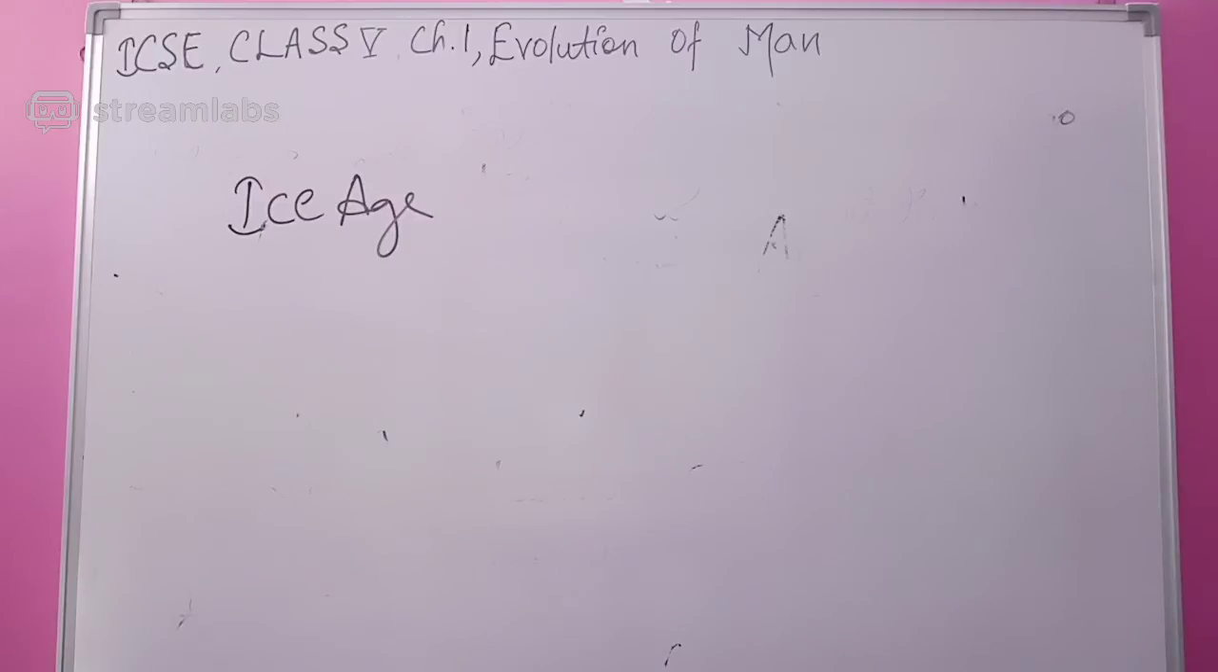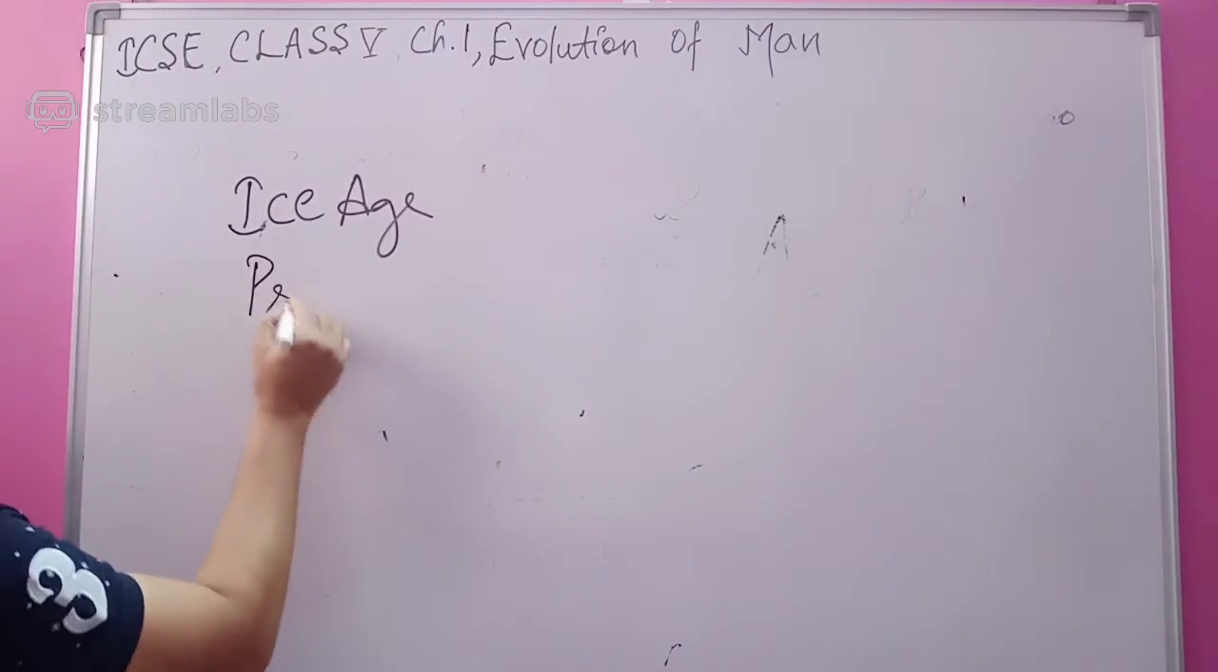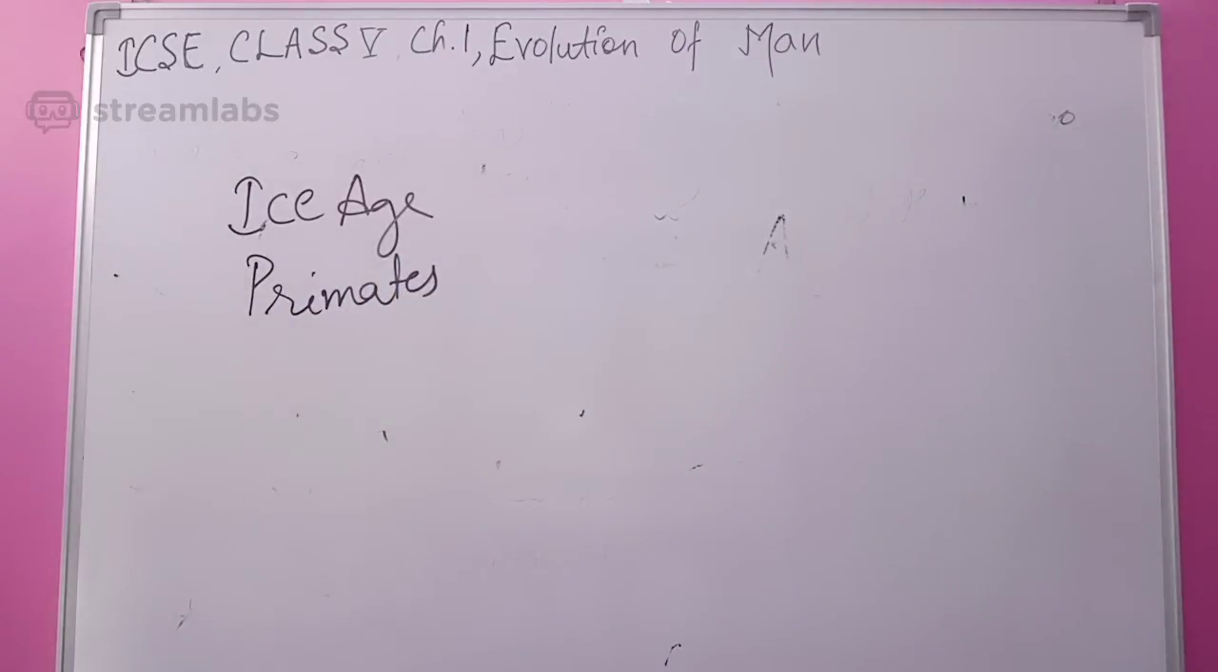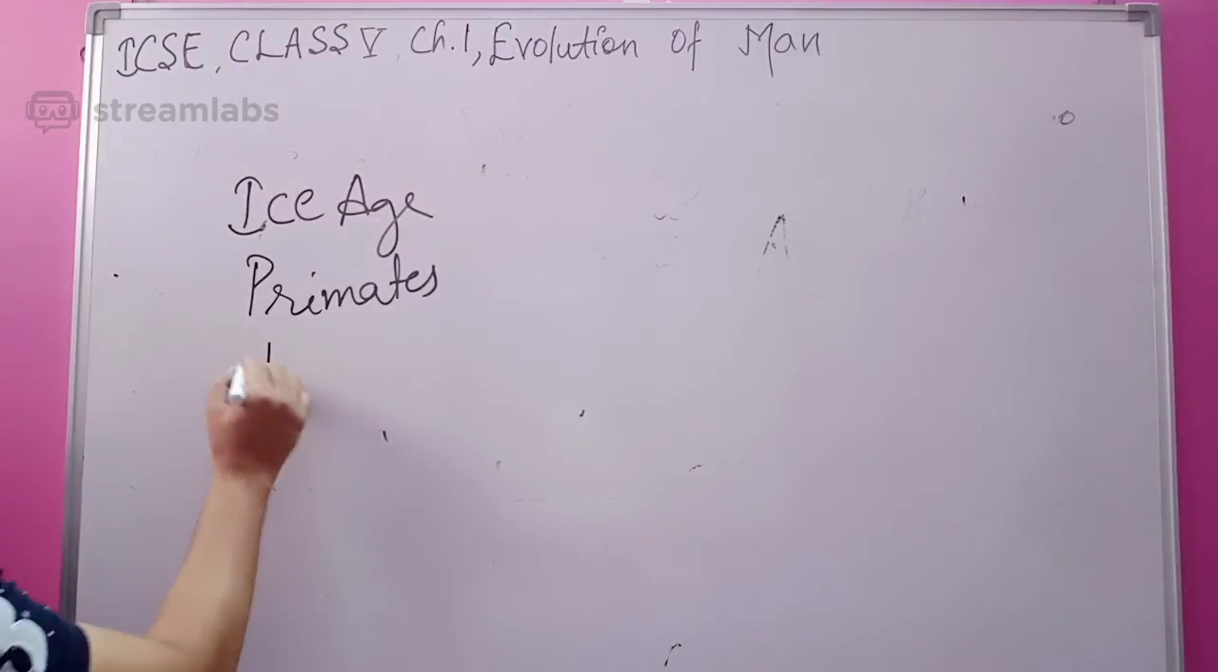Second one. Man belongs to the group of mammals known as primates. Third question. The tree apes, common ancestors of gorilla, chimpanzee, and man, lived around dash million years ago. And the answer is 10 million years.